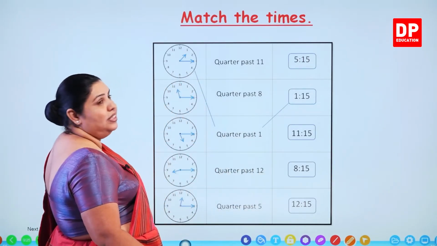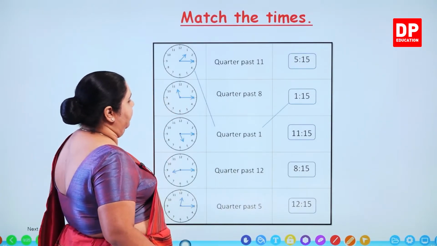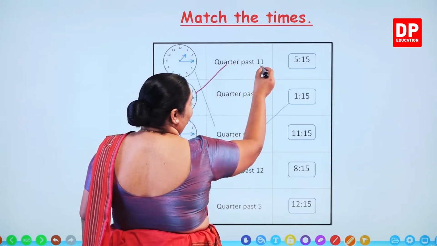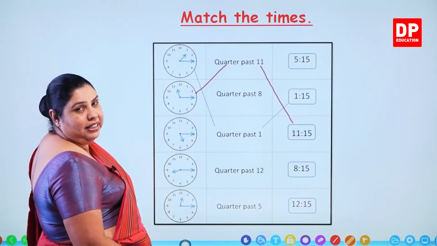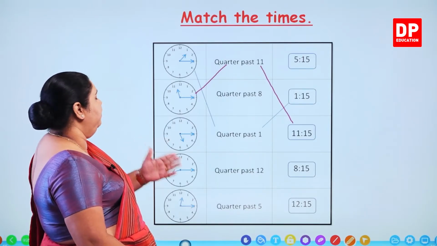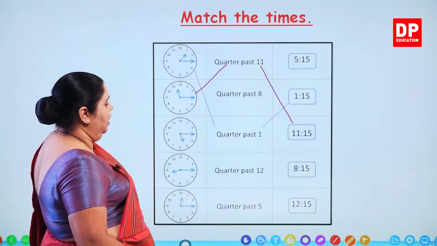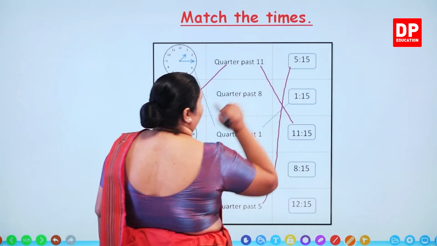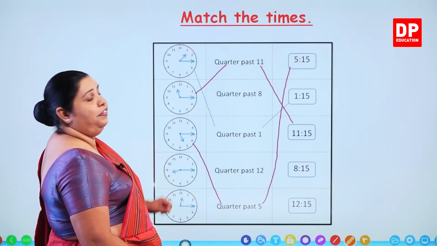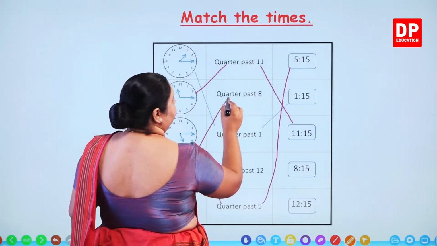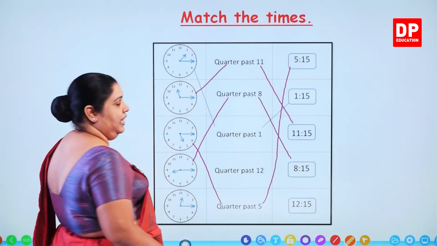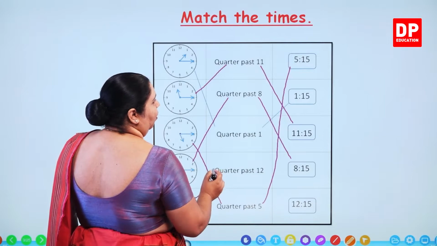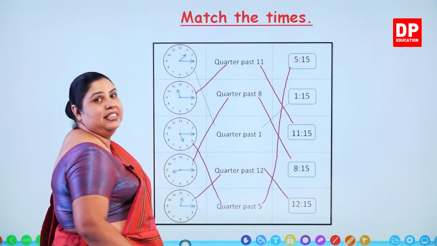Okay, did you understand? Now the second one. 15 minutes past 11. That means 11:15. We have to match here. And where is 11:15? It's over here. Okay, 11:15 and 15 minutes past 11 is the same. What is the time here? 5:15. That means 5:15 over here. Okay. Next one. 8:15 and 8:15 is the same. Last one. 12:15, or we can say 12:15. That is the same. Okay.